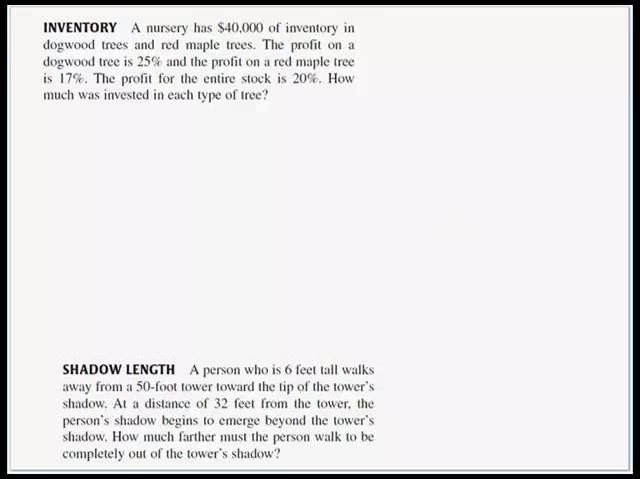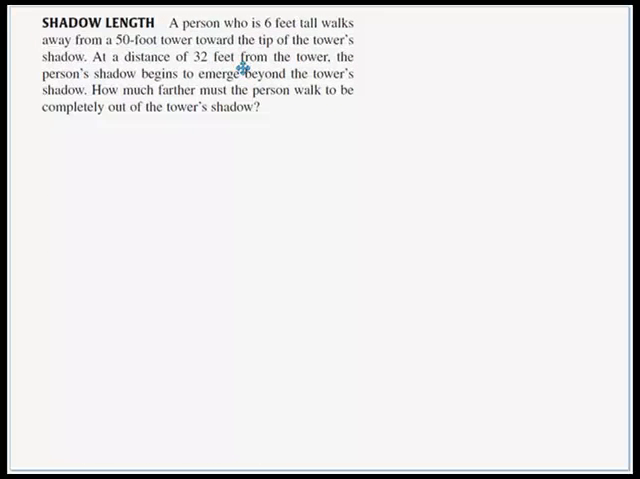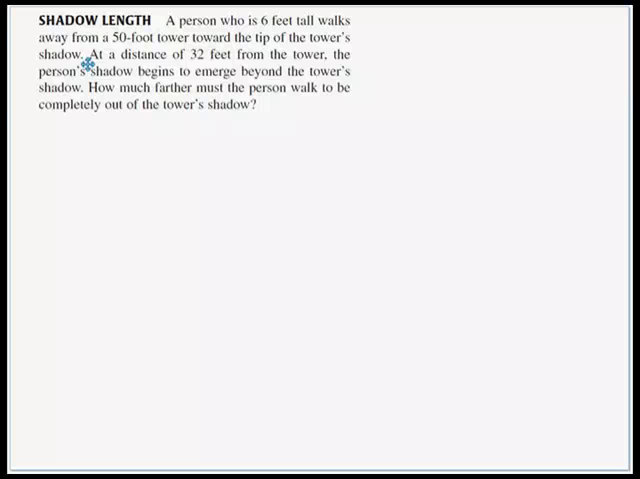And the second one is a shadow length. A person who is 6 foot tall walks away from a 50-foot tower toward the tip of the tower's shadow. At a distance of 32 feet from the tower, the person's shadow begins to emerge beyond the tower's shadow. How much farther must the person walk to be completely out of the shadow? Ooh, this is a little different than the ones we've seen.